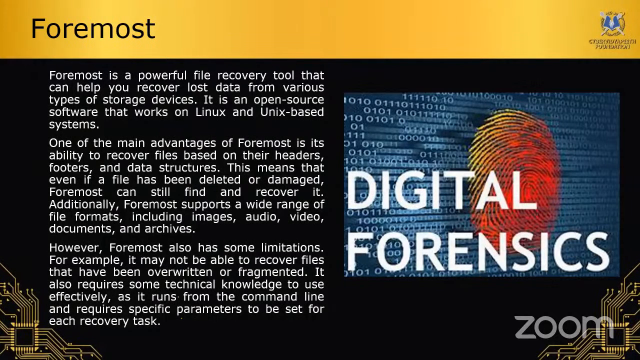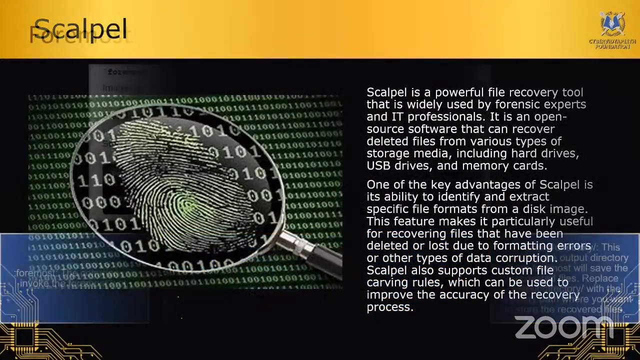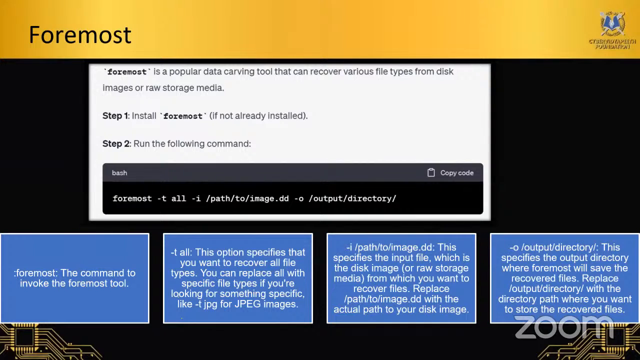Foremost is definitely a very powerful recovery tool that can help you recover lost data from various types of devices. It is open source software that works on Linux and Unix based systems. The only challenge is that it does not work properly on Windows systems. And it's a very simple command. You can simply install foremost, and once you install it, run the following command: foremost -a -i path_to_image.dd, and your output directory where you want to keep the results.